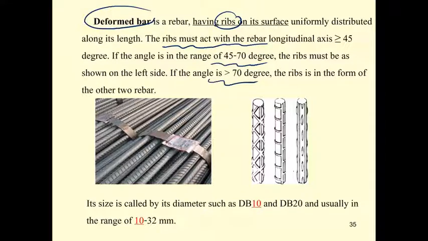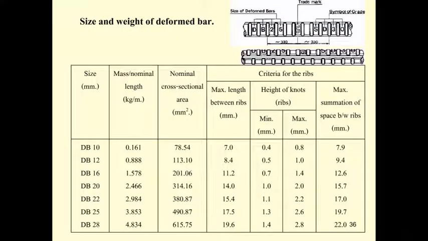The deformed bar has the symbol dB, and if it says dB10, that is a deformed bar with a diameter of 10 millimeters. If it's dB20, that's going to have a diameter of 20 millimeters. The diameter is important because the spacing between the rebar must be larger than 3D spacing to reduce the stress concentration. So the size of spacing is important, and this is the table for the size and the weight.